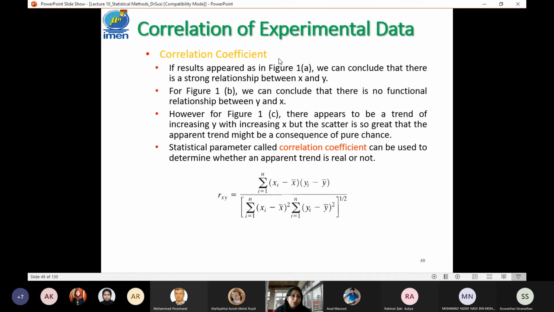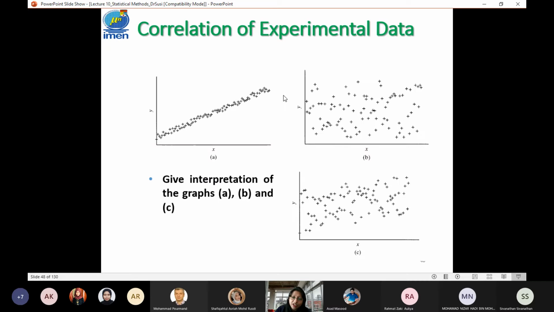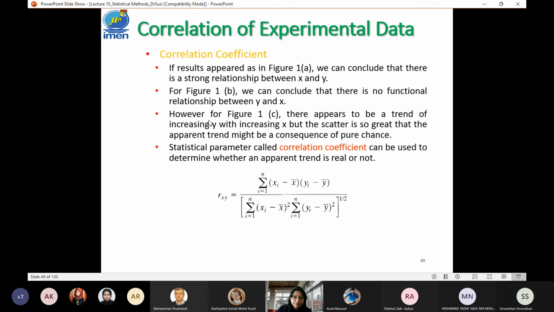If the results appear as in figure 1A, we conclude that there is a strong relationship between X and Y. In figure 1B, we conclude there is no functional relationship between Y and X. So in your experiment, don't get B. Either you should get A, or in fact C is also not so good. You should be getting figure A. You should have some correlation. If not, you repeat experiments.